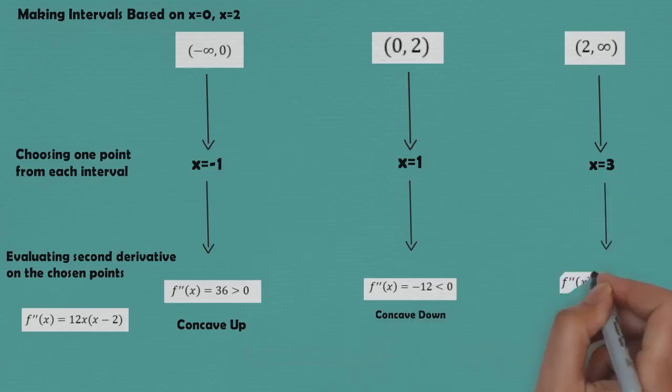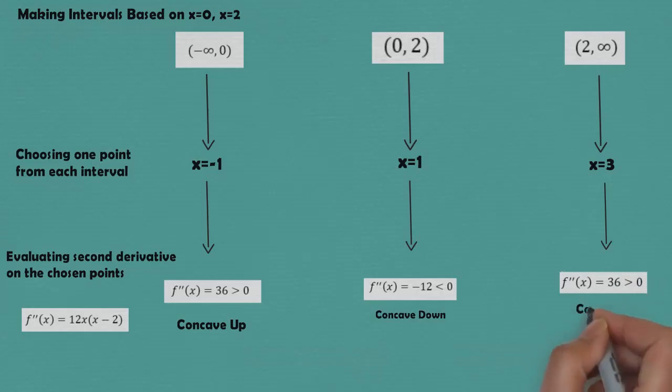Finally, evaluating the second derivative at x is equal to 3, it comes out to be 36, which is greater than 0. So on interval from 2 to infinity, the graph is concave up. So on interval from minus infinity to 0, the graph is concave up, and from 0 to 2, the graph is concave down, and from 2 to infinity, the graph is concave up.